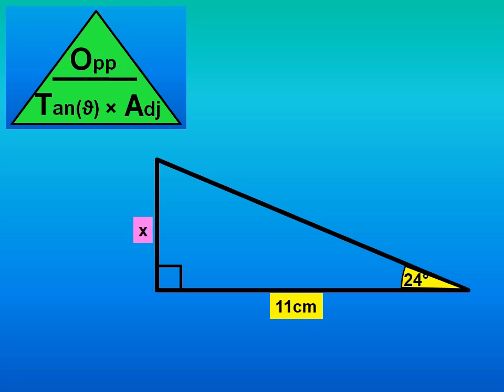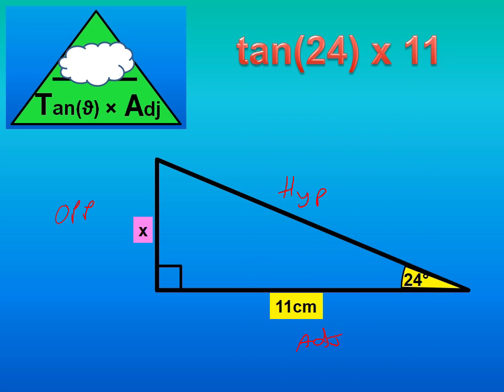And it should be no surprise that the tan formula is much the same. Label opposite, hypotenuse, adjacent. We're trying to work out the opposite, so we're going to cover the opposite. That leaves me with tan 24 times by 11. Put that into your calculator, you get 4.9.